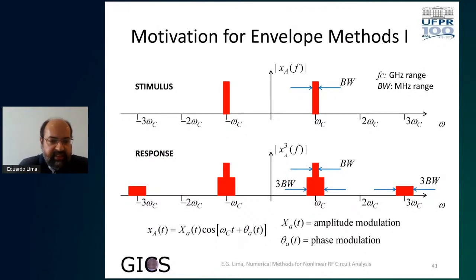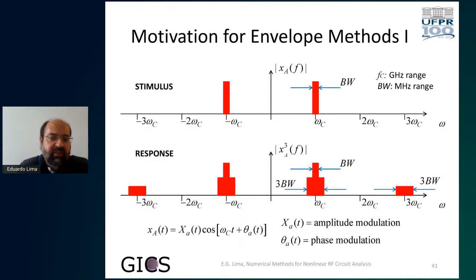Envelope analysis is a nonlinear circuit analysis largely used in RF circuits. In an envelope analysis, the independent sources are constrained to be narrow band or passband stimuli. In the upper figure of this slide, it shows the amplitude frequency response of such narrow band or band pass stimuli. Observe that the center frequency, omega C or FC, is much larger than the signal bandwidth, BW.